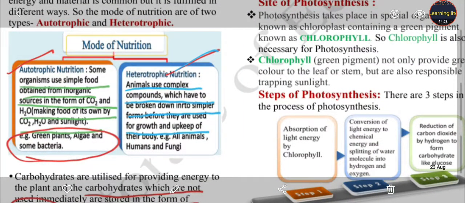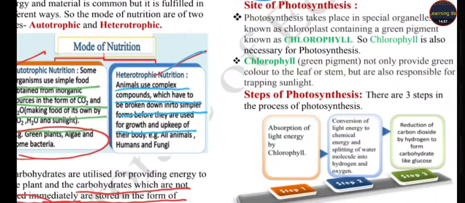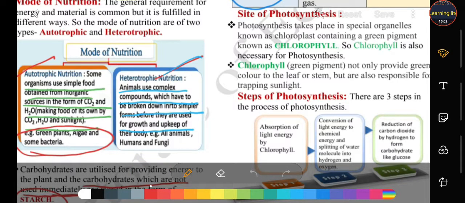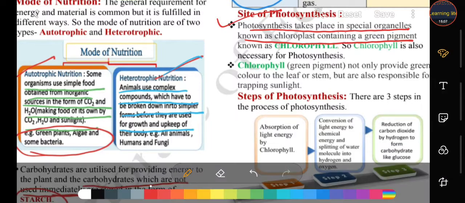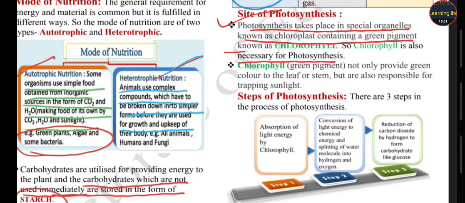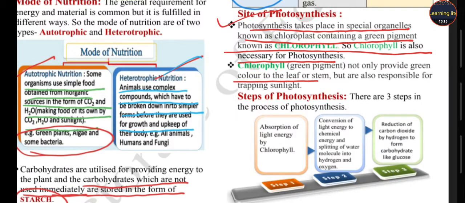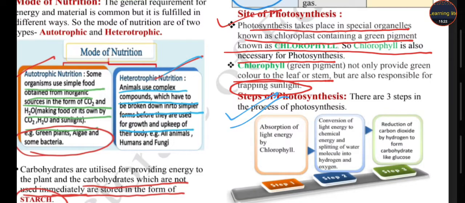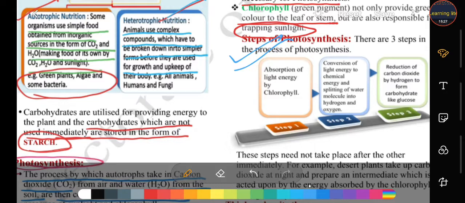Now, what is the site of photosynthesis? Our next topic is where the process of photosynthesis occurs. So, students, the process of photosynthesis occurs in the chloroplast, which has the green pigment. So, what is the site? The site is chlorophyll. Chlorophyll is very necessary for photosynthesis. It not only provides the color, students, it is also responsible for trapping the sunlight. The next important topic is the steps of photosynthesis. Here 3 steps are given and I also discussed them in the diagram.